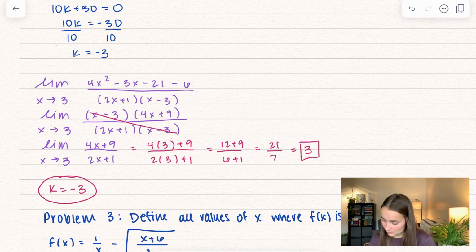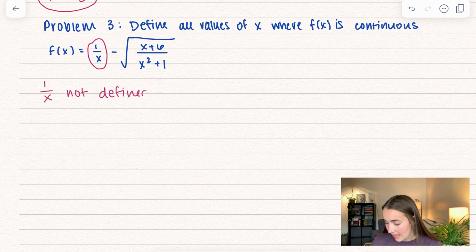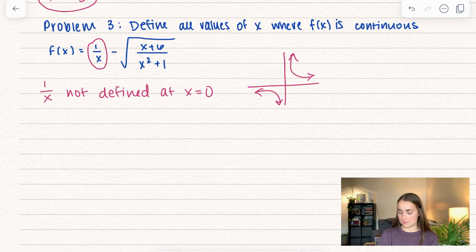Let's go ahead and move on to the next one. We needed to define all values of x where f of x is continuous. So remember, to be continuous, it just means all the values we can plug in aren't illegal. So actually, I'm going to go ahead and look for our illegal values. So I'm going to go ahead and take this first term. I know 1 over x is not defined at x is equal to 0, right? Because we can't divide by 0. So I know 0 is going to be an illegal value because 1 over x is not continuous at 0. It actually has an infinite discontinuity because the function goes like this. Beautiful drawing, 10 out of 10.